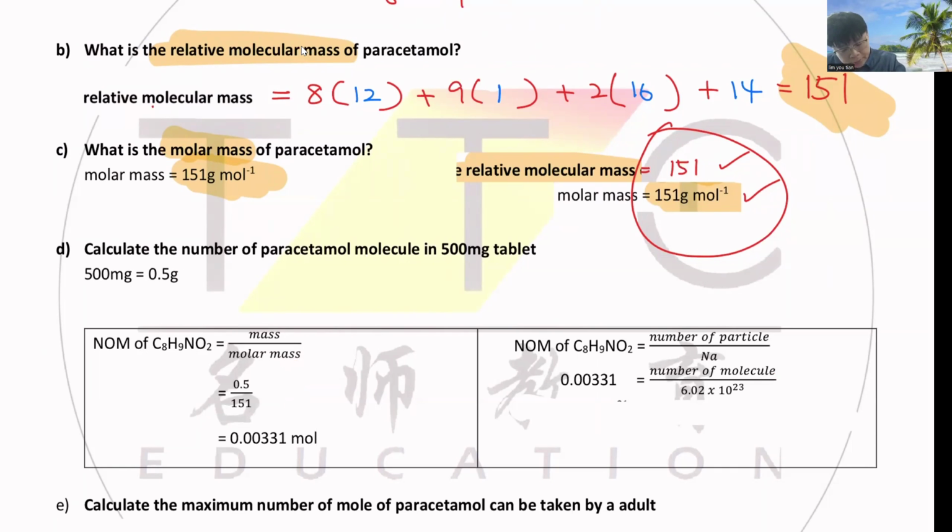So you take this number, bring it over here, because the number of mole is the same. But now, instead of finding mole, you need to find molecules. So I use the general formula first: number of particles over Avogadro's constant, then convert to molecules to get how many molecules.